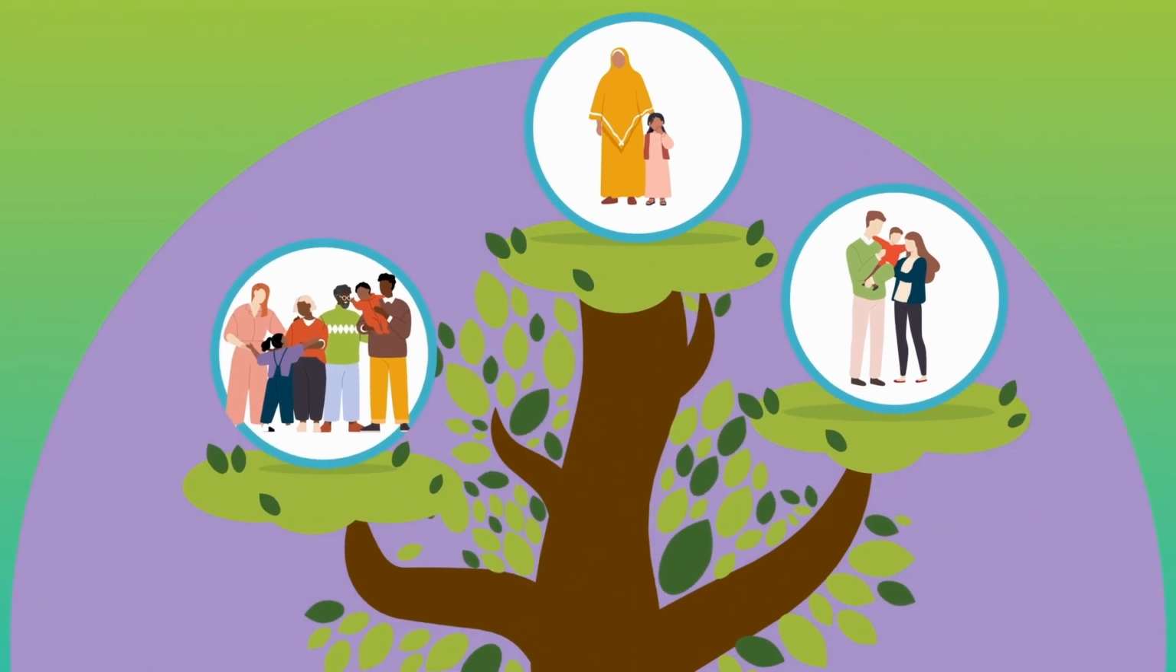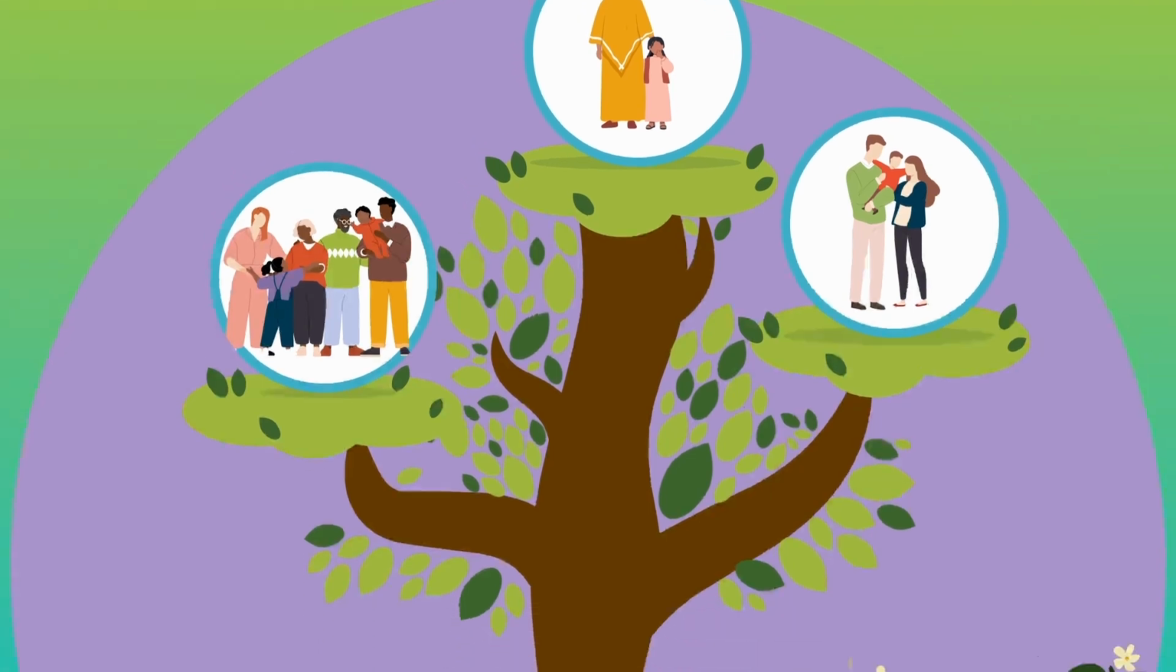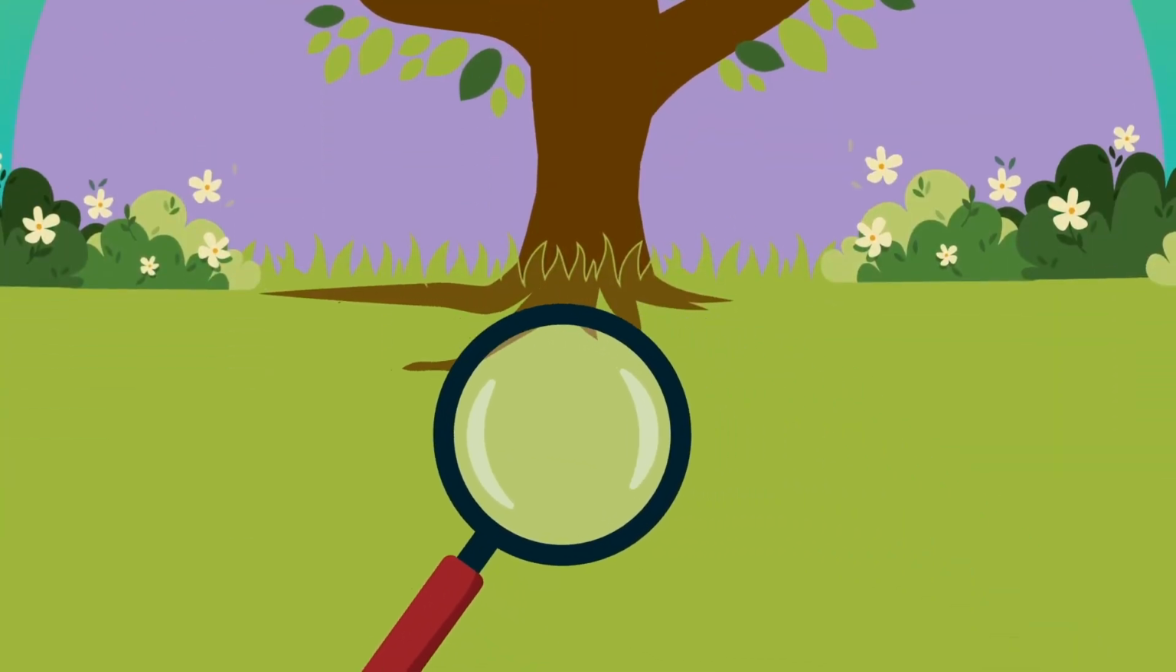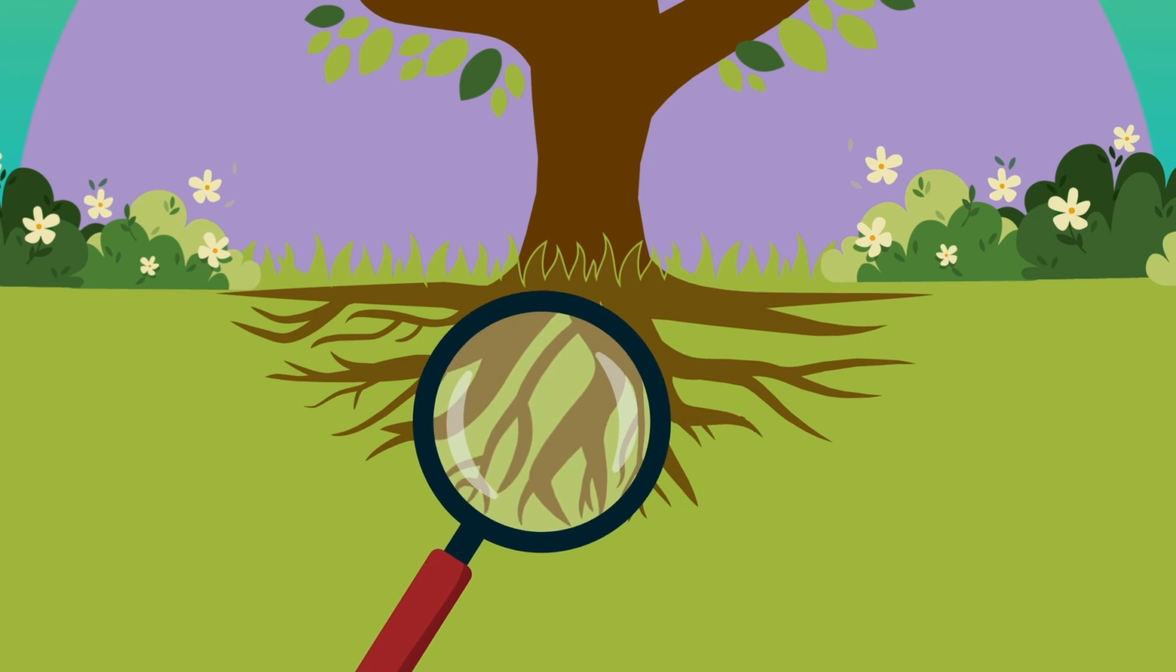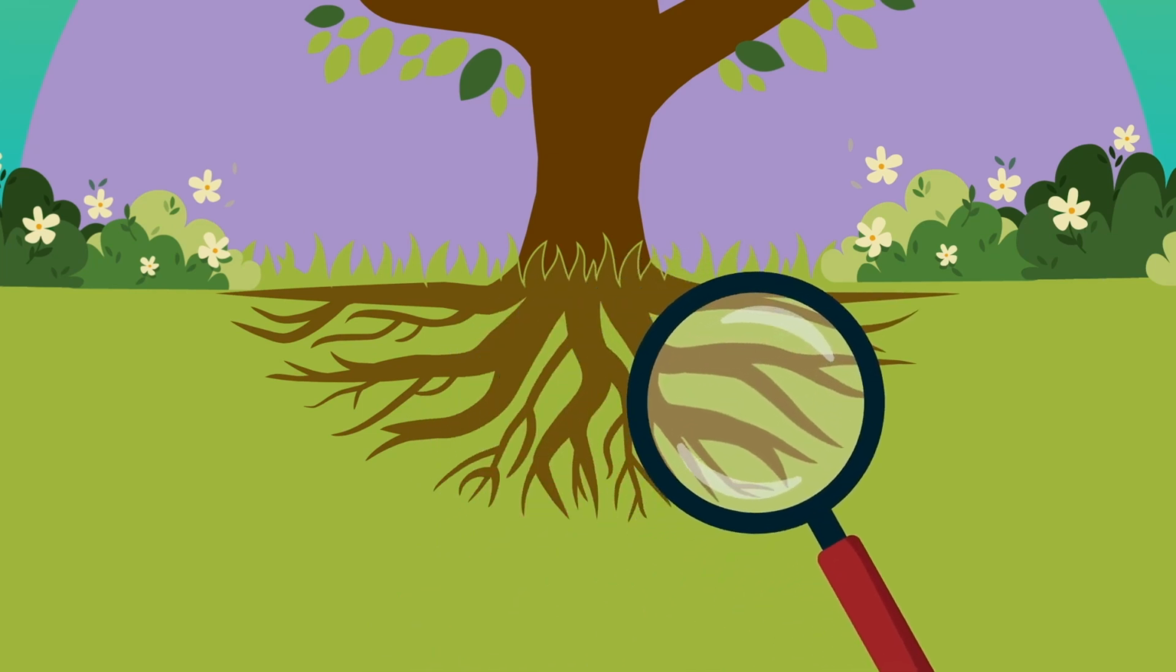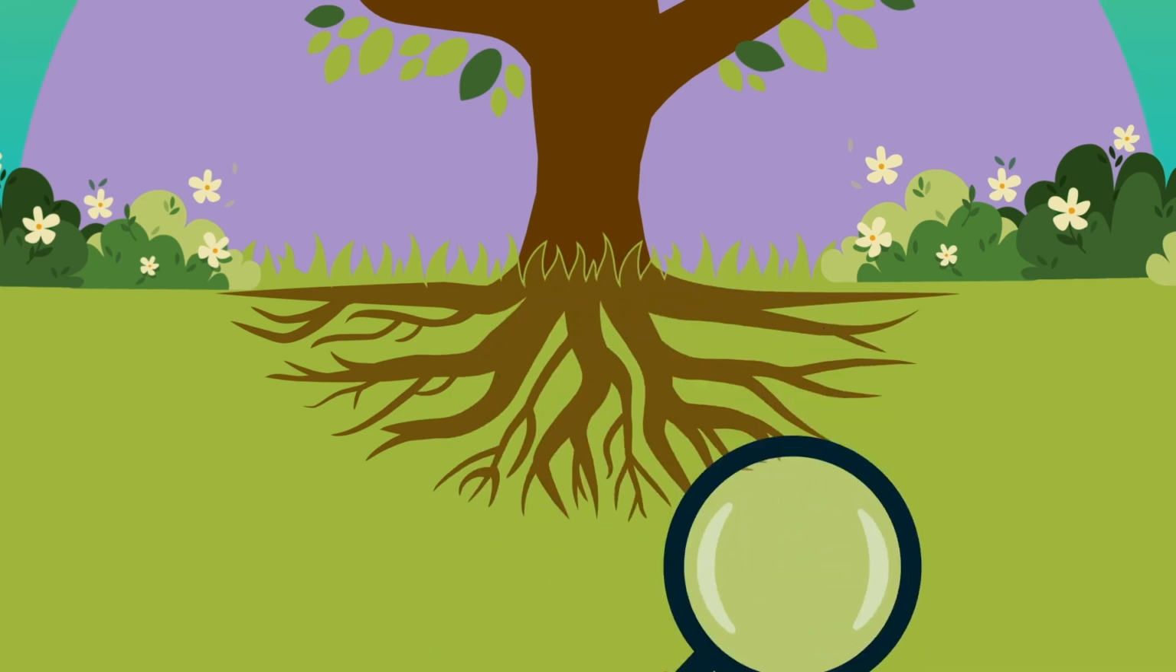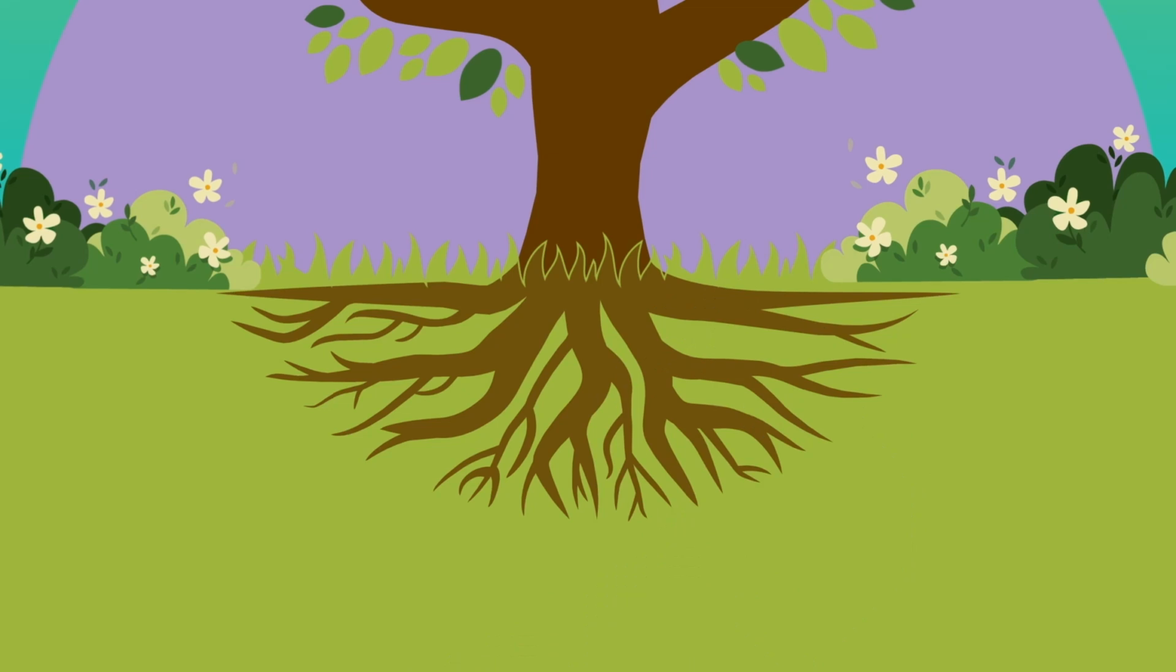On an animated tree, the 3 family circles are placed on different branches. A magnifying glass appears and focuses on the roots of the tree. The Family Diversities and Wellbeing framework provides a structured way to think about the relationships between family diversities and the well-being of families. Words appear: family well-being, along with 3 graphics: family structure, family work, and family identity.